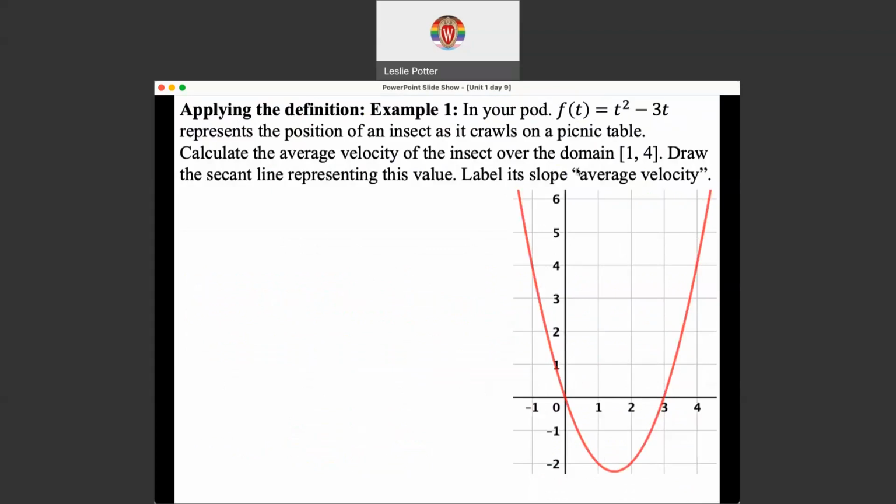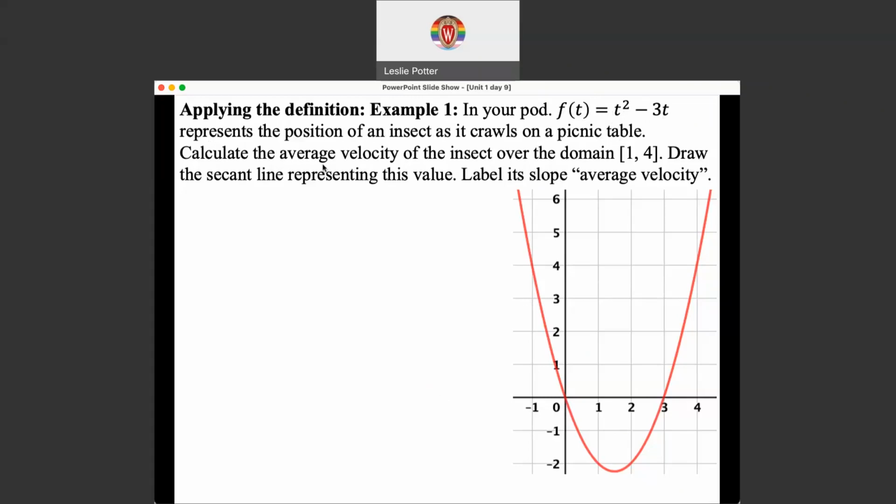T squared, this is a quadratic, or a parabola, that makes sense. If I factored this, it would be t times the quantity t minus 3, so it would have zeros at 0 and 3. Those are the solutions. So that checks. It opens upward because t squared is positive. We're just doing a visual check: does this function match this picture? And the answer is yes. Okay, so f of t is equal to t squared minus 3t represents the position of an insect as it crawls on a picnic table.